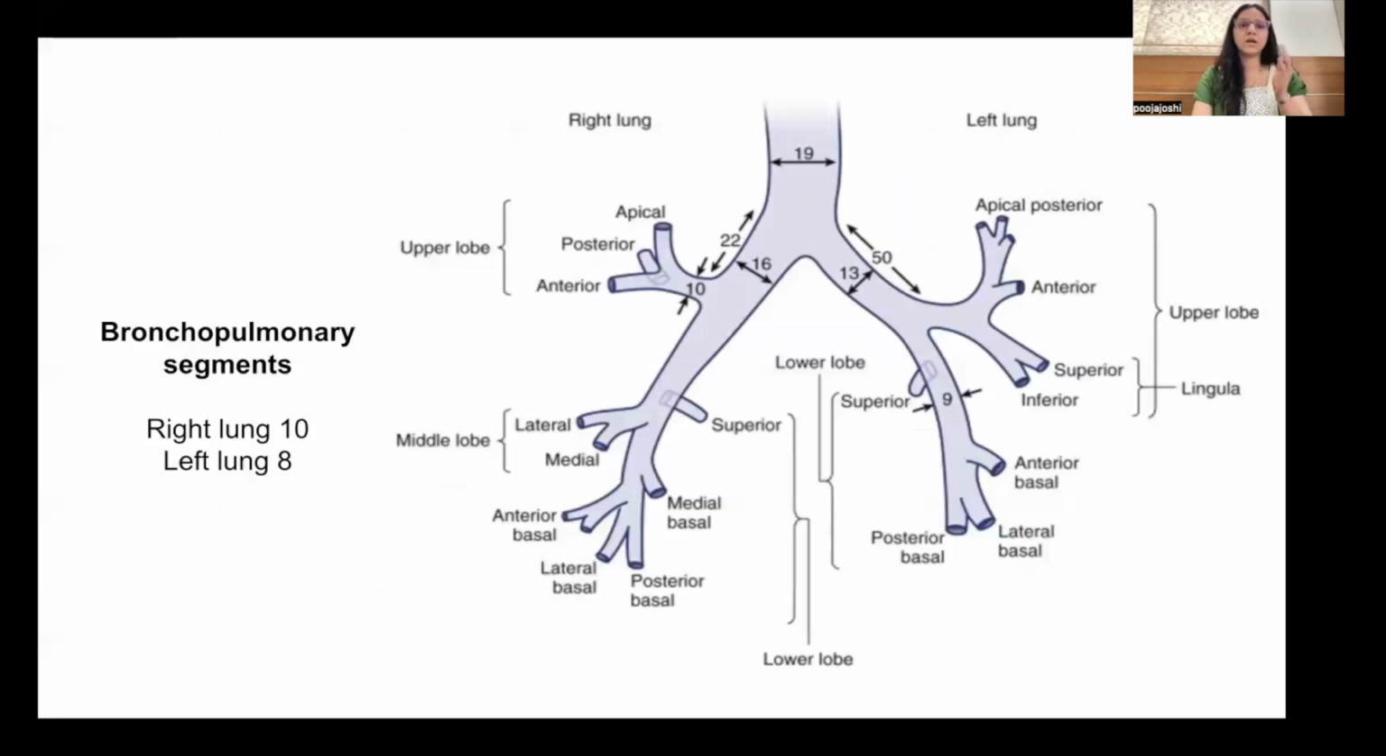bifurcations. There are 10 bronchopulmonary segments on the right side, and the famous mnemonic is a palm tree: apical, posterior, anterior, lateral, and medial on the right side, upper and middle lobe, and a maple tree, that is the superior, that is apical, AM, medial, anterior basal, posterior basal, and lateral basal. And you get the 8 bronchopulmonary segments on the left-hand side due to fusion of the segments.